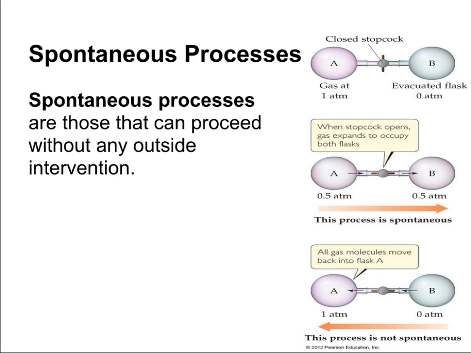Spontaneous processes are those that can proceed without any outside intervention. They're processes that just happen. So if we look at this picture at the top right here, we've got gas at one atmosphere pressure on one side and a vacuum on the other. And when we open the stopcock that's connecting the two sides of the gas chamber, half of the gas will spontaneously move from side A to side B.